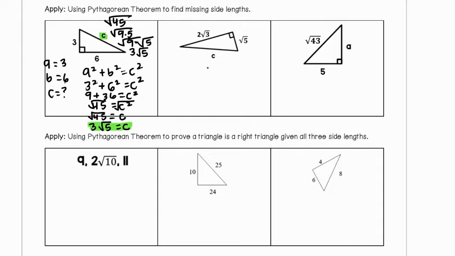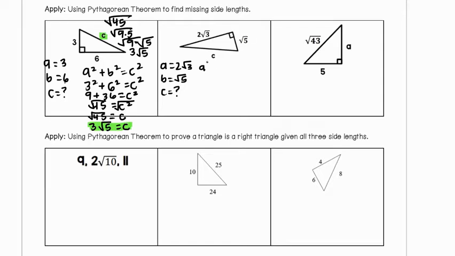We'll repeat the process here, so if you'd like to pause and try it on your own, go ahead. A is going to be 2 root 3, B is root 5, and C is unknown. C is our hypotenuse because it's across from the 90-degree angle. These two shorter sides are meeting at that 90-degree angle, so they are our legs. So we can set them as A or B. It doesn't matter which is which.